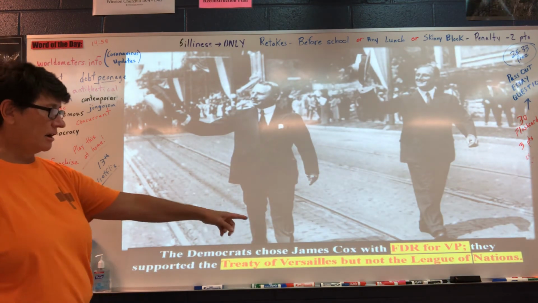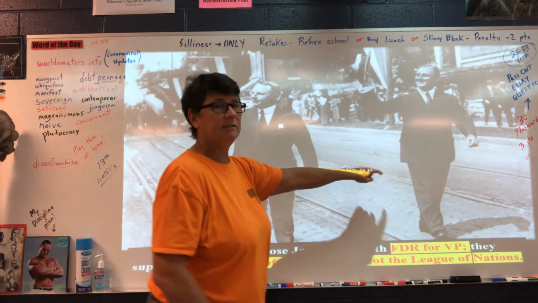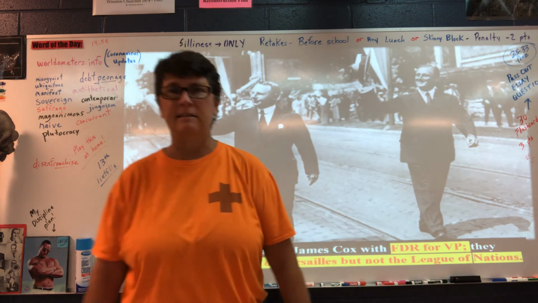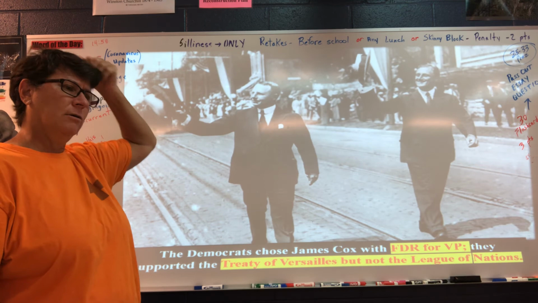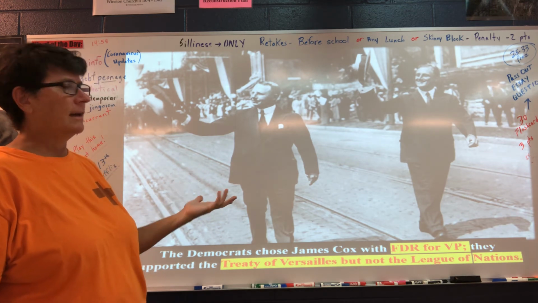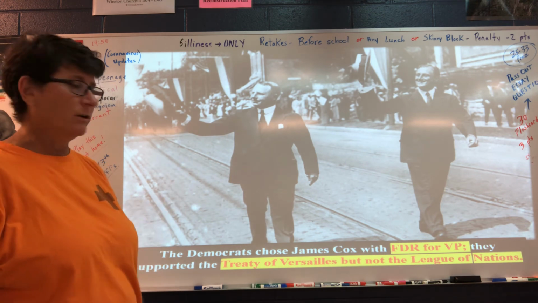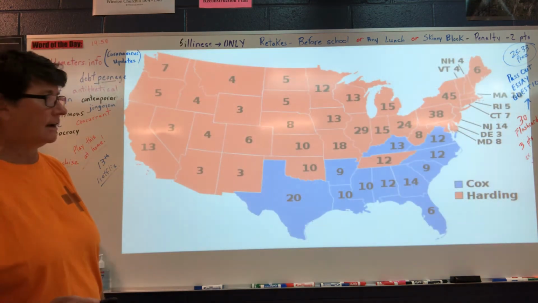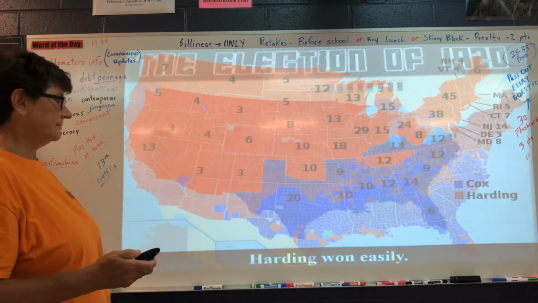The Democrats put James Cox forward, and his VP, FDR. FDR is walking. This is 1920, FDR is walking. He doesn't get polio until somewhere in his 30s or something like that, so I don't know what year he can no longer walk. But as president, he's in a wheelchair for the entire presidency. Four terms, or 3.5, he dies months into his fourth term. Harding won easily.